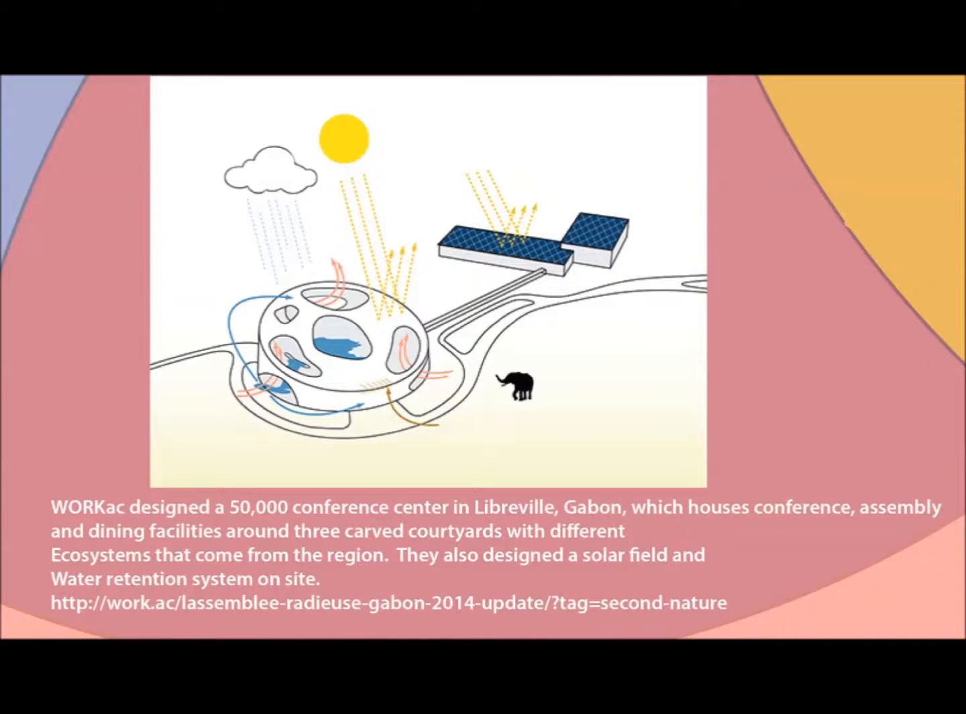This image is of a competition entry that my case study work architecture won. It is of a 50,000 square meter conference center in Libreville, Gabon, which houses conferences, assemblies, and dining facilities around 3 carved courtyards with different ecosystems that come from the region. They designed a solar field and water retention system on site, making this a great example of a design building that is socially, environmentally, and economically sustainable for the local region.